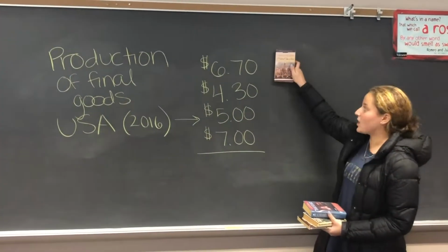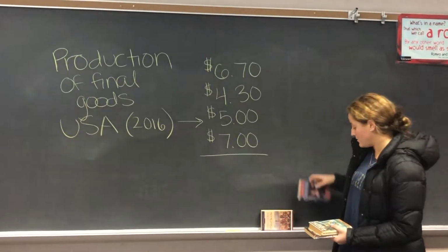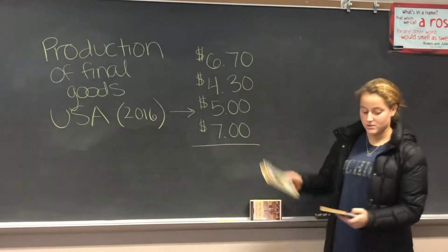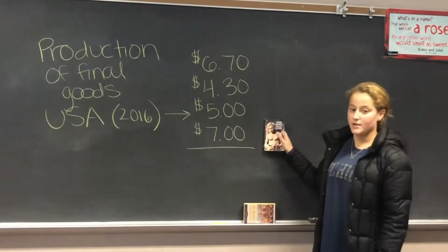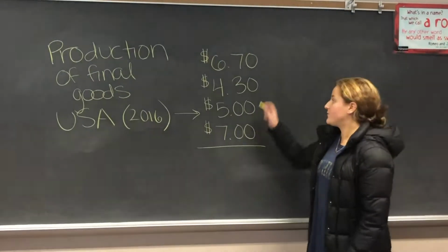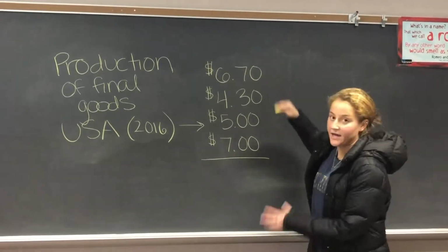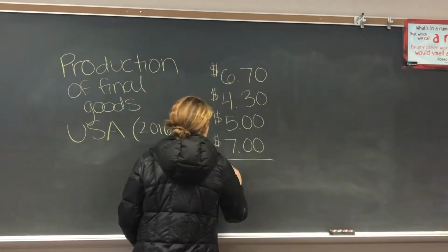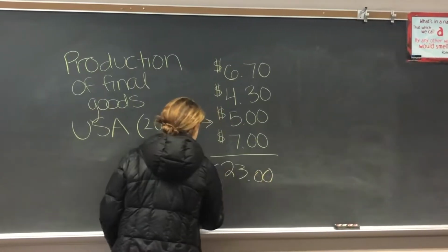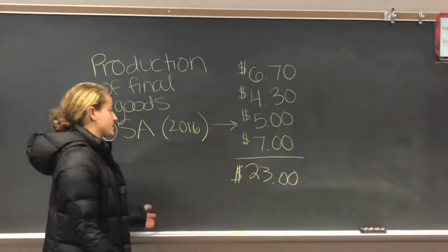So imagine that this book costs $6.70, this book costs $4.30, this book costs $5, and this book costs $7. So knowing that, we can calculate that our final goods in the U.S. in 2016, we just add it all together, so it's $23, and that is our gross domestic product in 2016 in the USA.